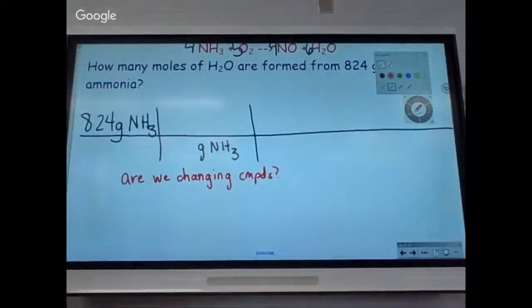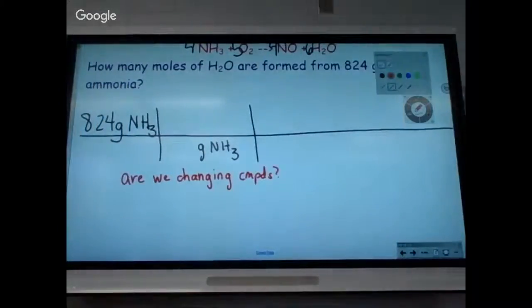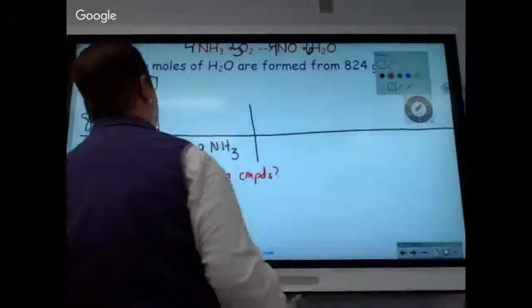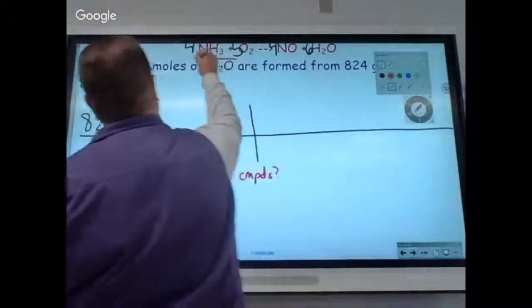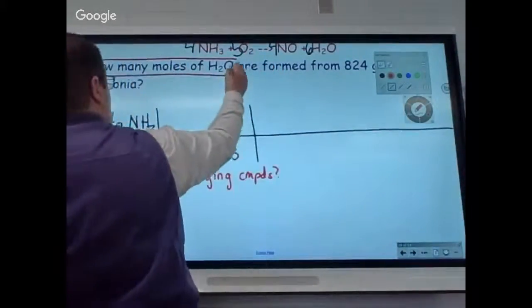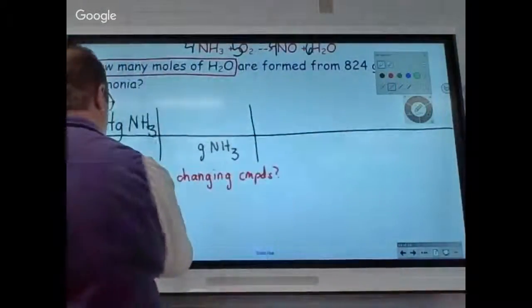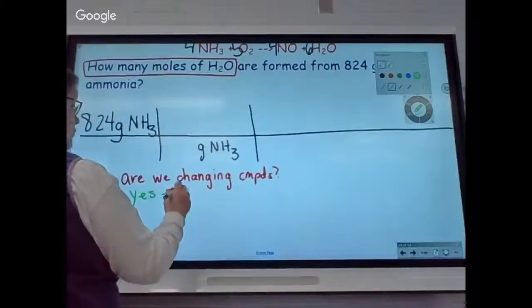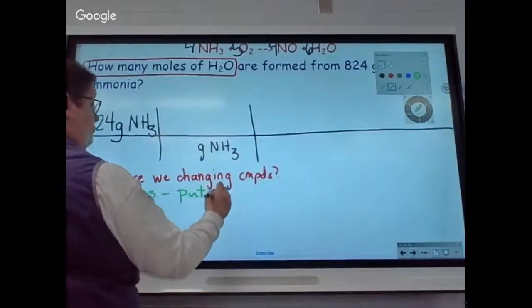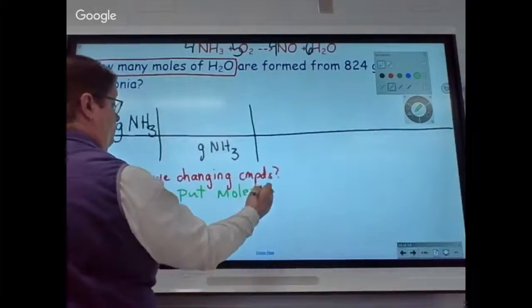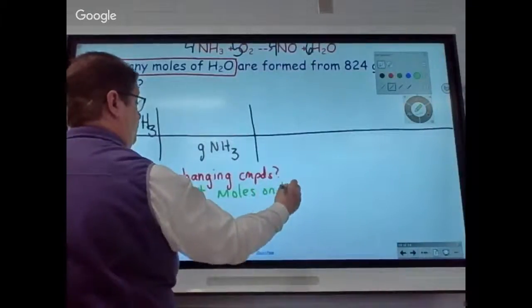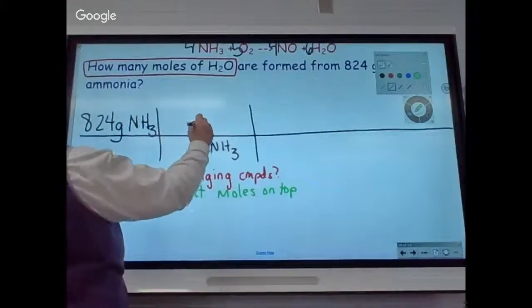All right, so are we changing compounds? The answer is yes. What did that ask us for in the question? We're changing to water, right? So if the answer is yes, we go to moles. So we're putting moles on top.